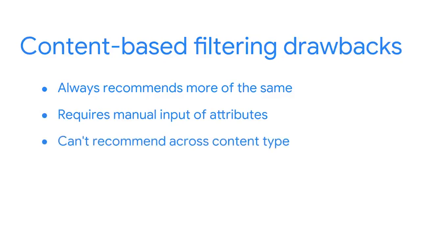Because different content types don't use the same features. For instance, a book doesn't have beats per minute, so the same streaming service won't be able to use your song preferences to recommend a new novel. So the use cases can be limited.